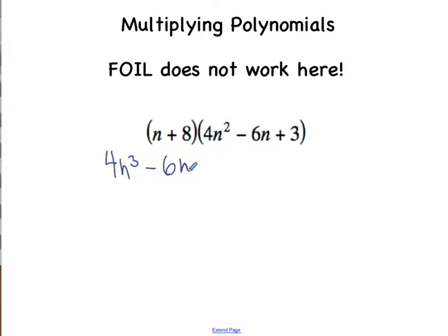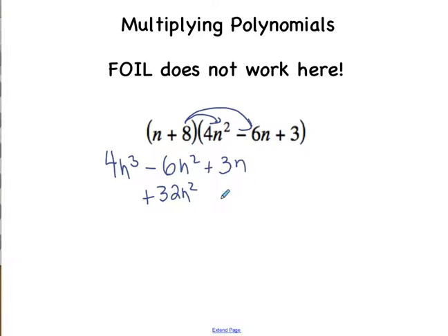That's minus 6n squared, n to the 3, plus 3n. Now we're going to distribute the 8. 8 times 4 is 32n squared. Now I am going to put that right under my like terms so that when I'm done, I'll be able to add straight down and not get myself mixed up.